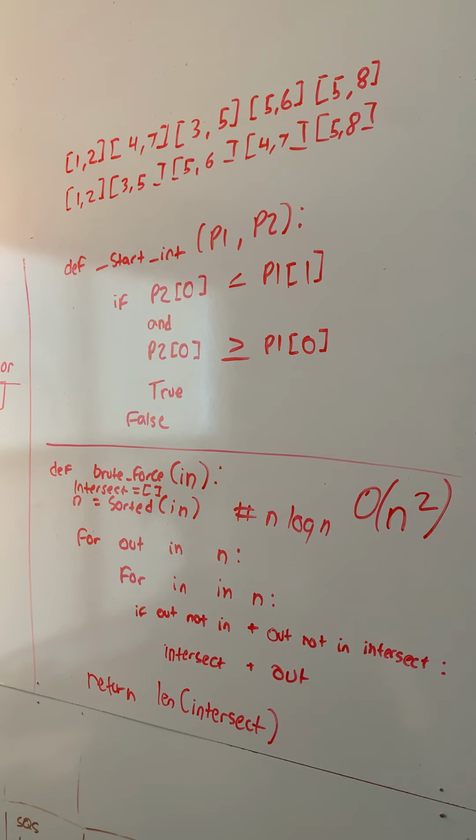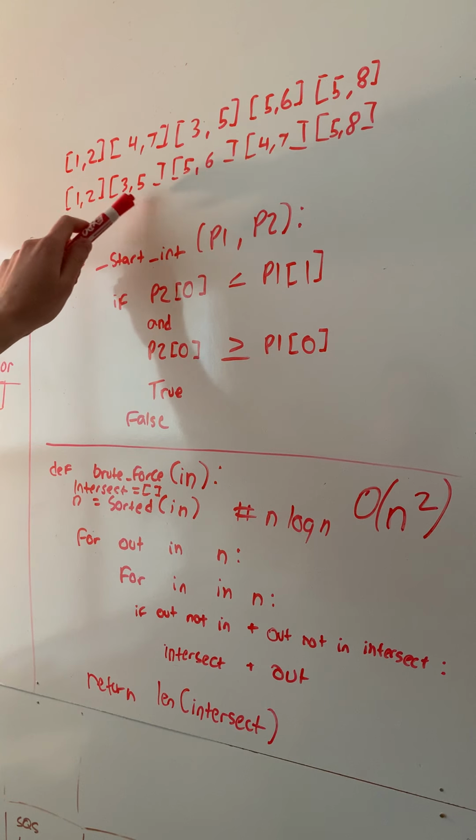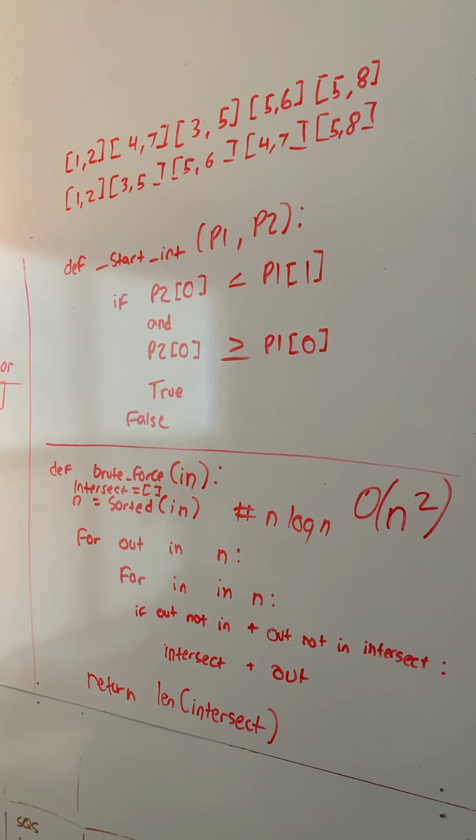Using the brute force, we take in our array and then we sort it. So this is of n log n complexity, but in the end it ends up being shadowed by the inefficiency of the solution. In a nested for loop, we're using our helper function to determine if the second pair's start, so its 0th index, would be in between the start and the end of our first pair. So if we consider pair 1 is 1 and 2, and pair 2 is 3 and 5, we check if 3 is in between 1 and 2.